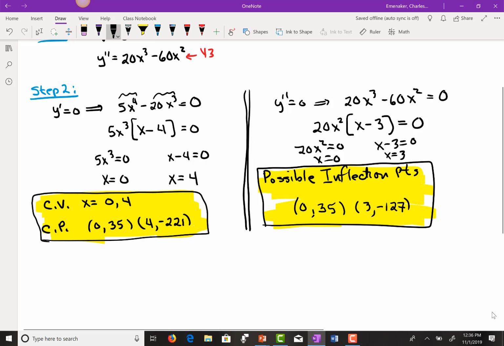Is everybody good? Yep, because in the ordered pair, the 35 and the negative 127 are y values. And anytime we want a y value, we go to y1. Okay? Keep things in mind, what's going on. Okay, are you okay with this? There's a lot going on there, isn't there?